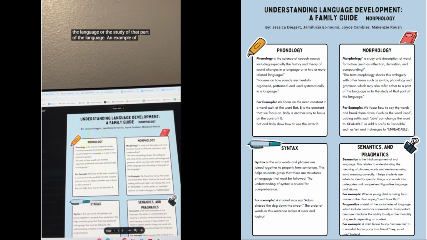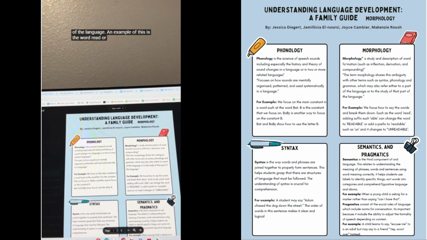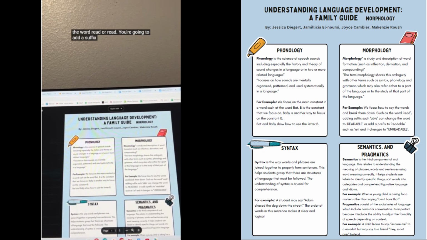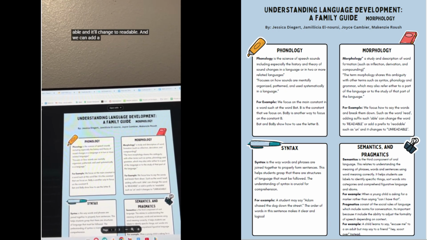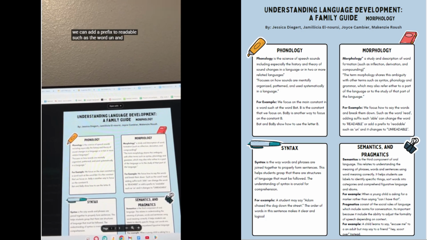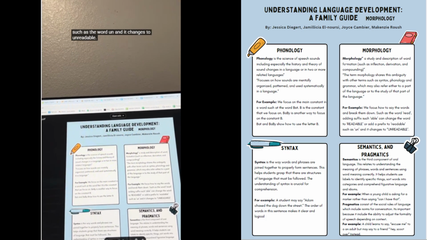An example of this is the word read. You're going to add a suffix to the end of it and put able, and it'll change to readable. And we can add a prefix to readable, such as un, and it changes to unreadable.